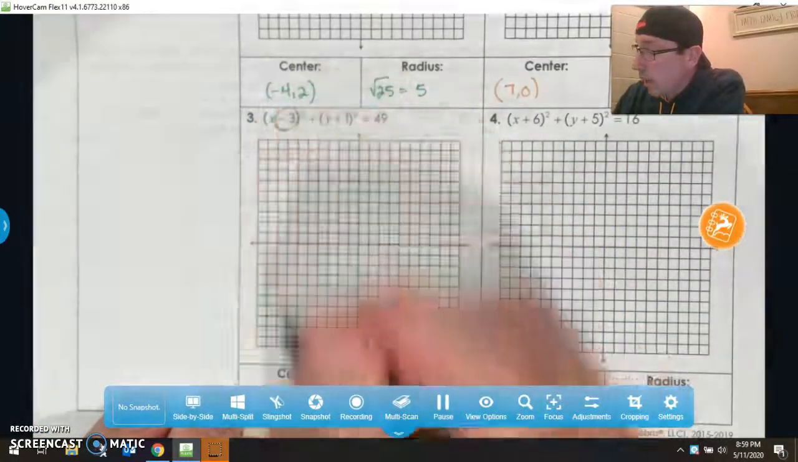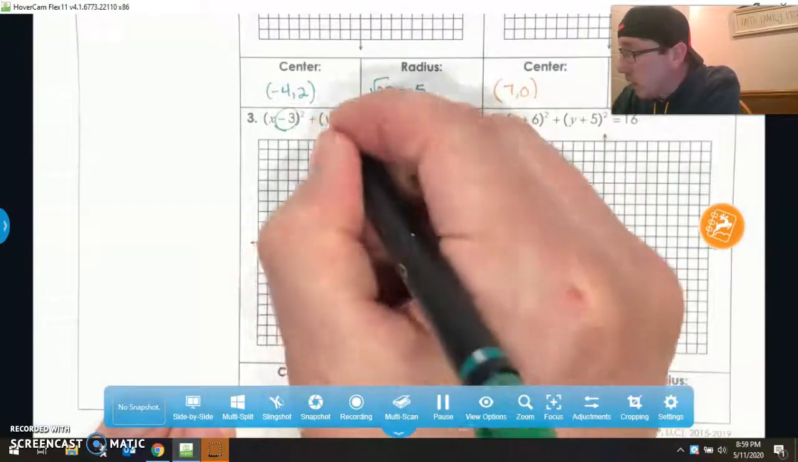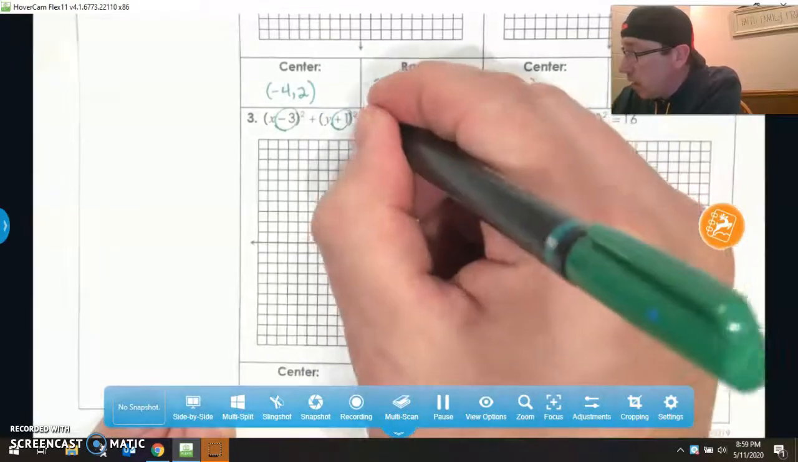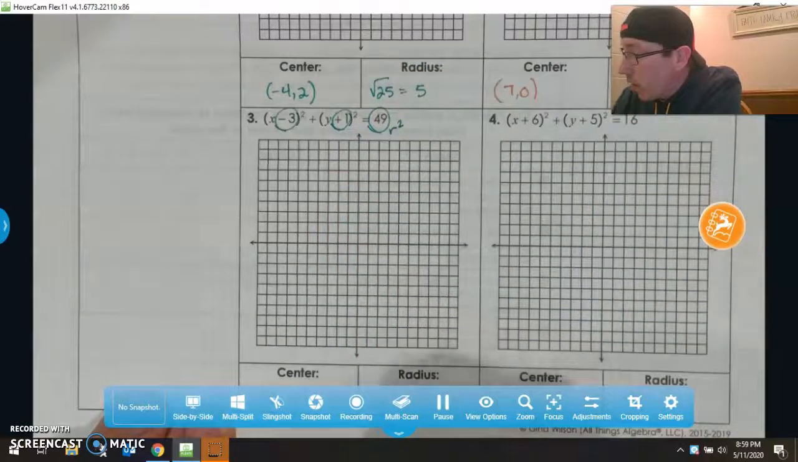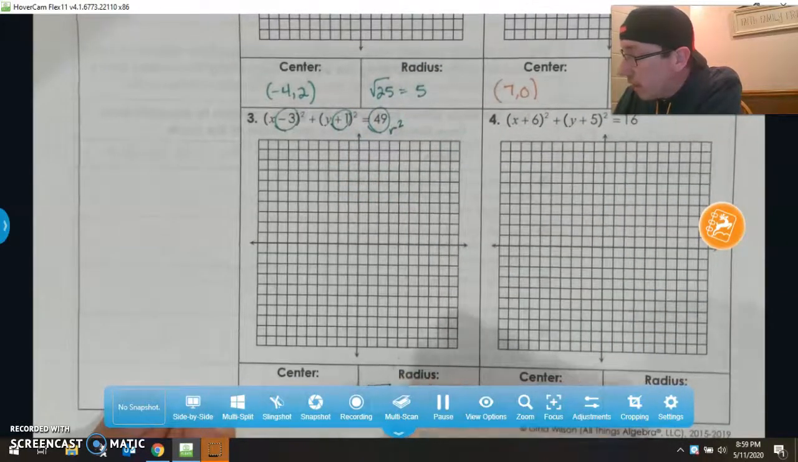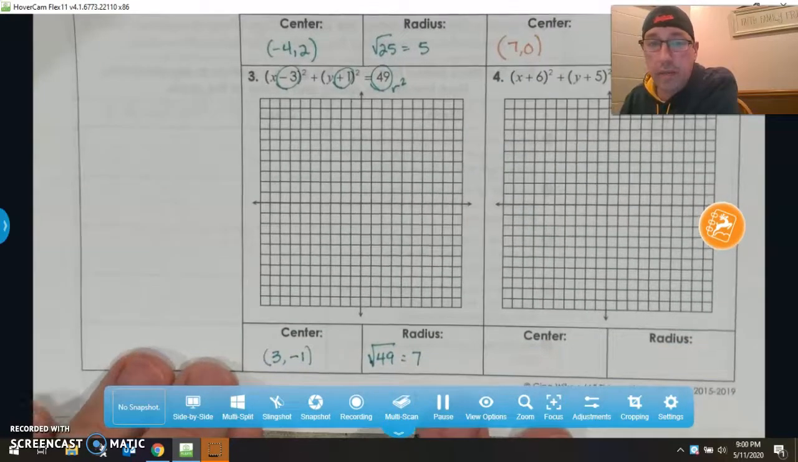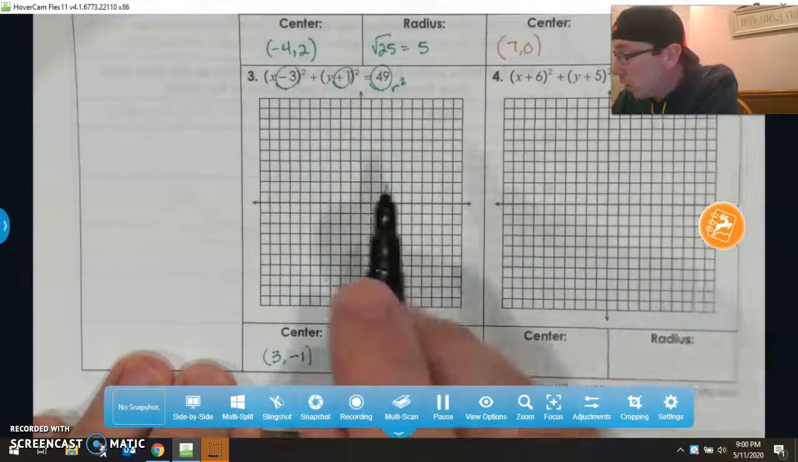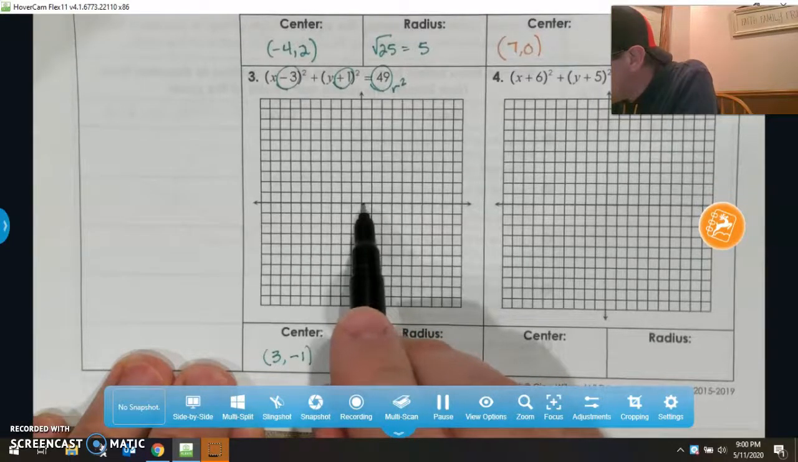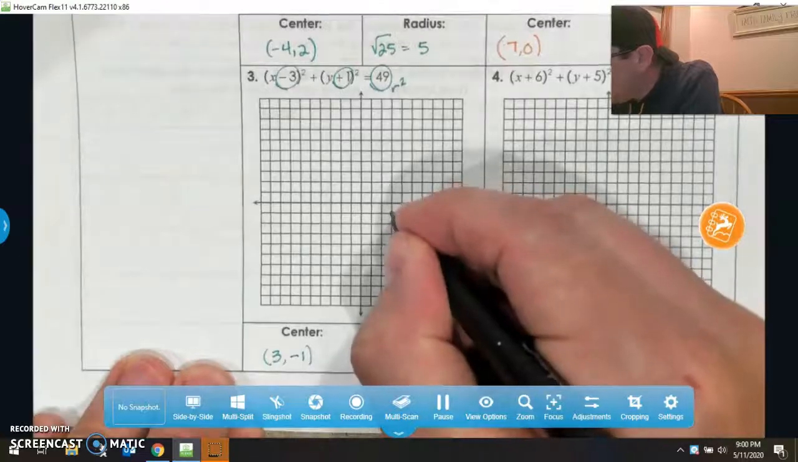I'm going to look at negative 3. My center will be the opposite of negative 3, which is 3, and the opposite of positive 1, which is negative 1. This is r squared. My r squared is 49, so the square root of 49 is 7. Well, you guys actually can't see that, but that's okay. So I'm going to go to the right 3. Here's my origin here. 1, 2, 3, and down 1.